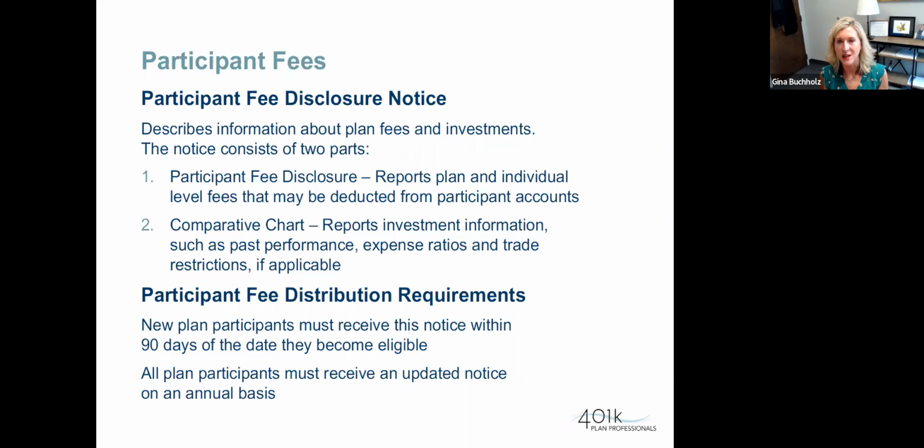New plan participants should get that fee disclosure 90 days from the date that they've become eligible. Some of you use providers that will automatically send that fee disclosure to them, which is very nice. In addition to that, all plan participants have to receive an updated notice on an annual basis. So you'll typically find that once a year, your record keeper will send you an email and say, hey, your new fee disclosure is ready. Please distribute this. And yes, you can email it. Please distribute this to all of your plan participants. And that's anybody in the plan.